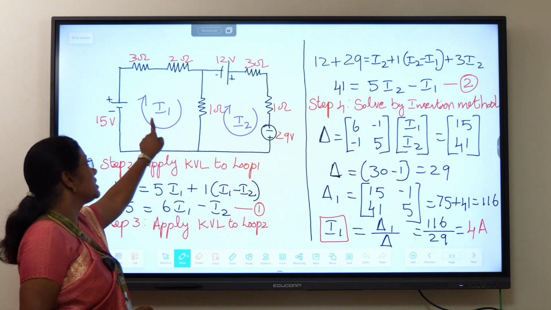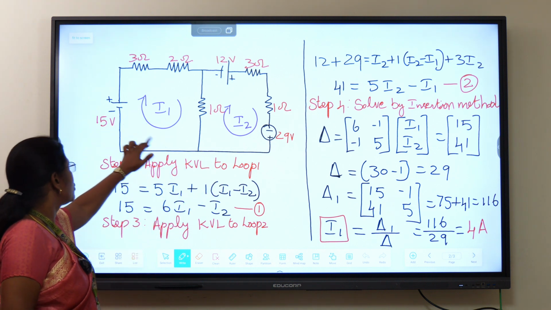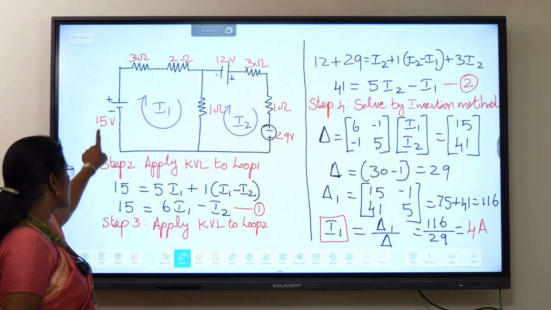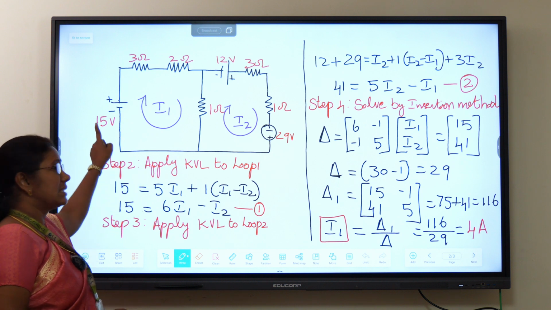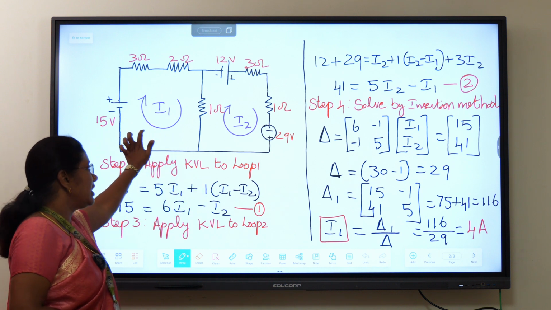Here we have two loops. This is the closed loop and this is another closed loop. In this closed loop we have one voltage source, that is 15 volt. For this, in step 2 we have to apply the KVL, Kirchhoff voltage law, for the first loop.